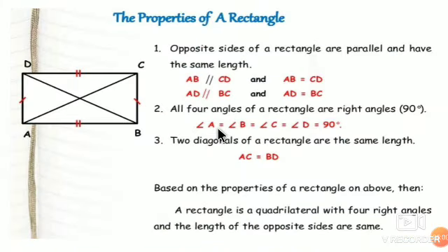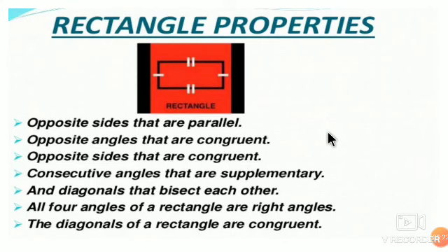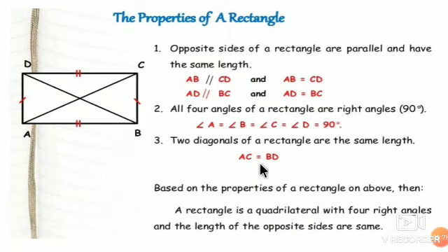These are the properties which we can show in the form of information: AB is parallel to CD, AD is parallel to BC, AB is equal to CD, AD is equal to BC. Angle A is equal to angle B is equal to angle C is equal to angle D. And AC is equal to the length of BD.